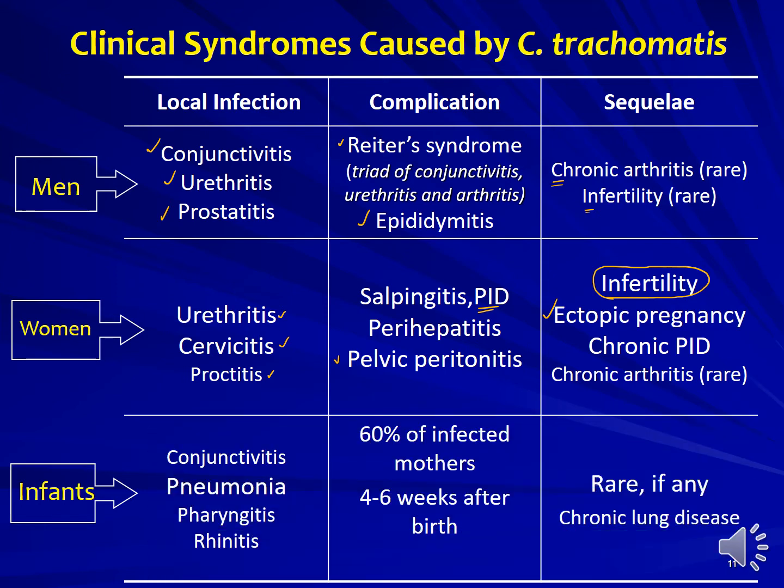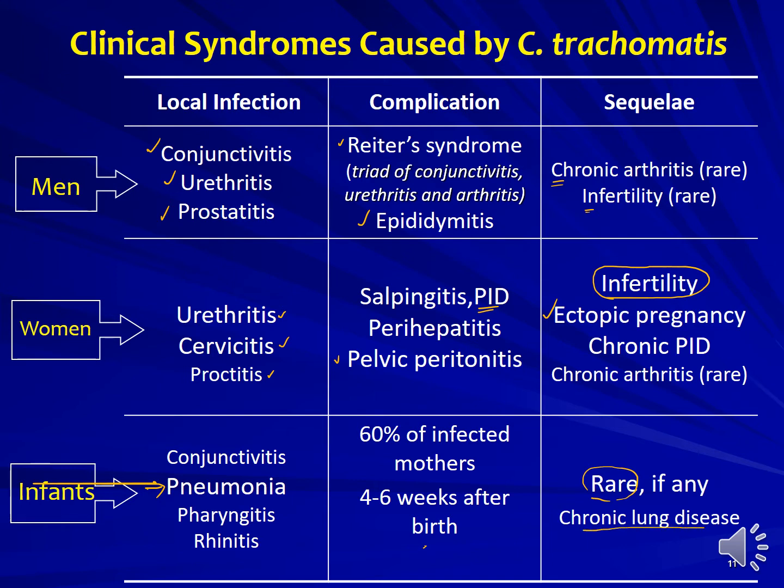Whereas in infants, it causes conjunctivitis, but mainly presents as pneumonia, pharyngitis, and also rhinitis, and 60% of infected mothers can transmit this particular infection, and 4 to 6 weeks after birth, infants usually suffer from this kind of disease. Sequelae are rare, if any. It may be mostly in the form of chronic lung disease.